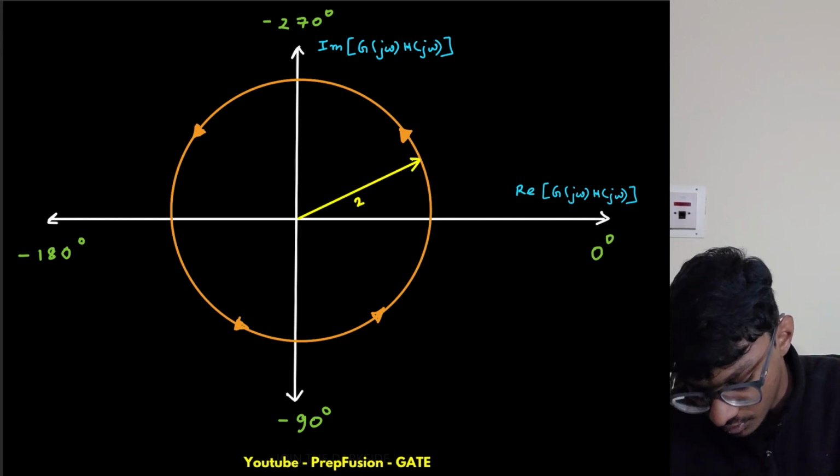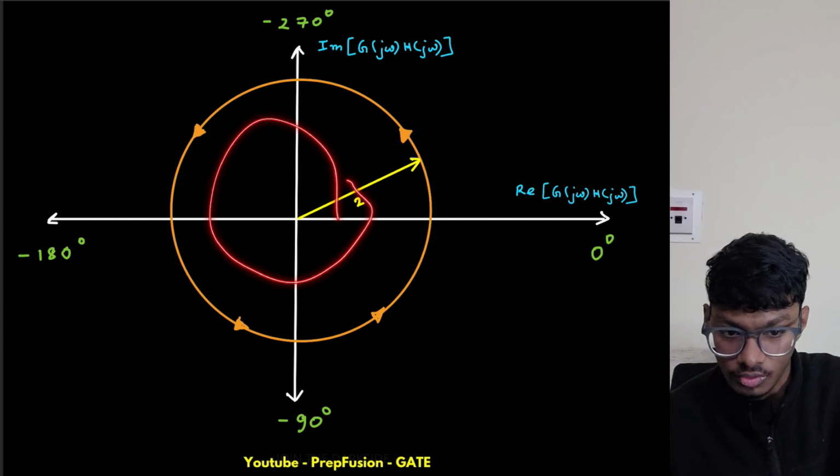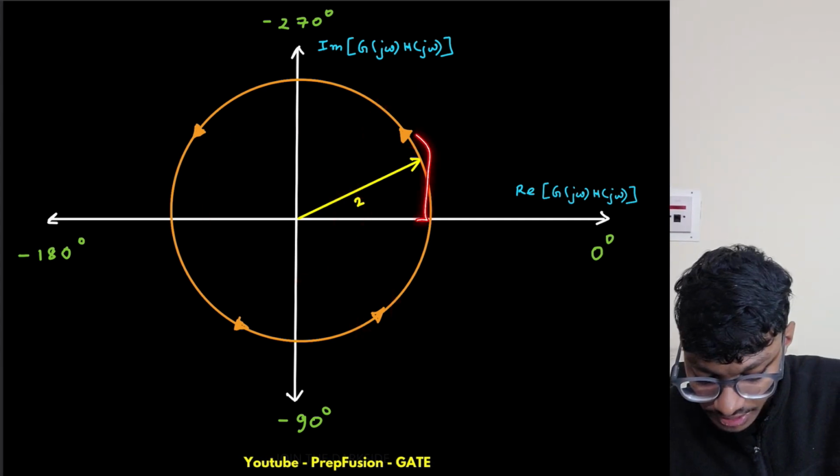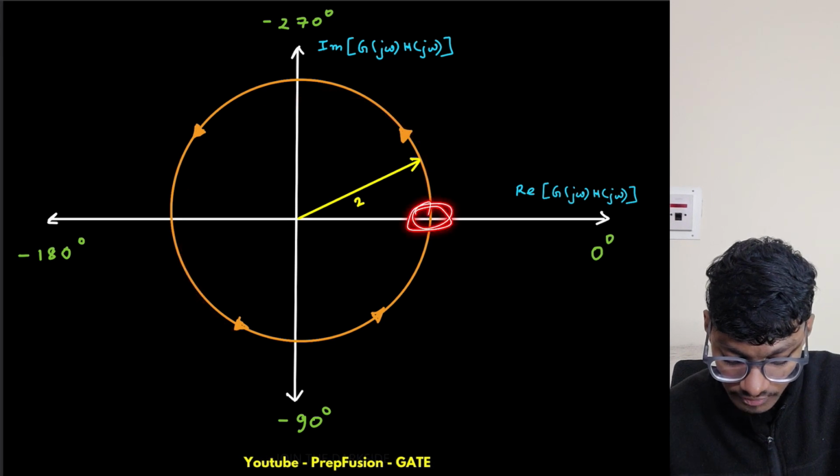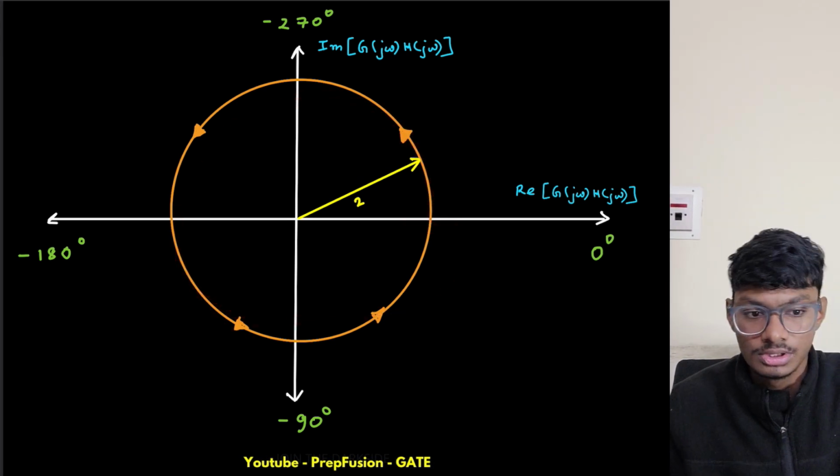The radius is 2. Okay, and the angle is rotating in the clockwise direction. That's why I mentioned that, right? It is rotating in the clockwise direction, starting from here, and it is rotating in the clockwise direction. Okay, so yeah, this is this one.